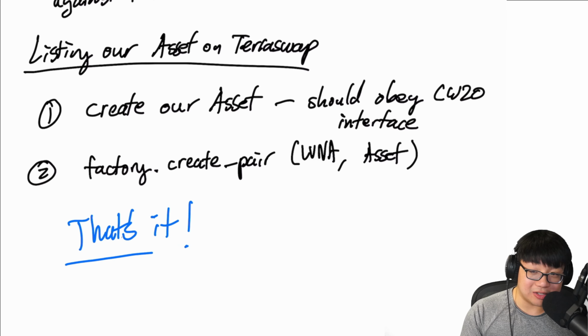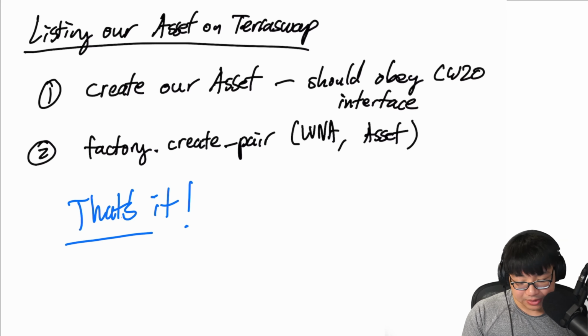So let's go into how we're going to list our asset on Terraswap. Number one, we're going to create our asset, which should obey the CW20 interface. Then we're going to invoke factory.createPair on the factory contract. There's only one factory for the Terraswap ecosystem, and it just registers new pairs for the assets you want. What we're going to do is create a Luna pair with our malicious asset and demonstrate how we can steal other people's Luna.